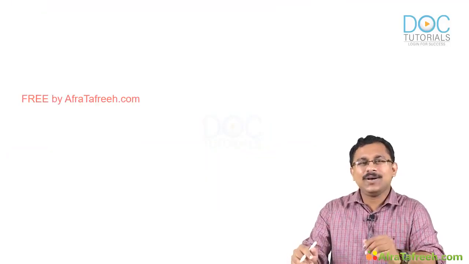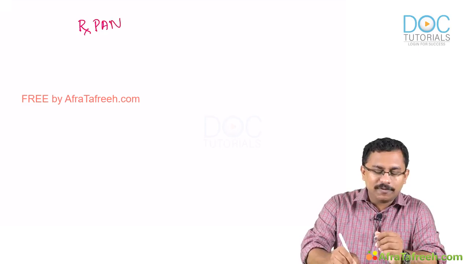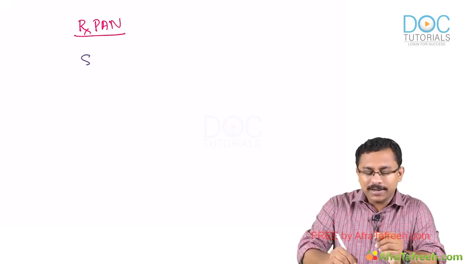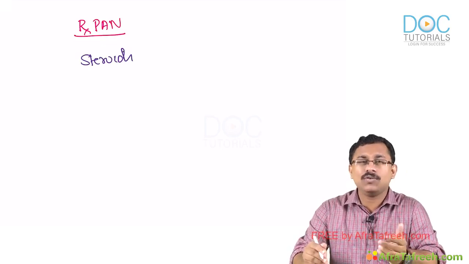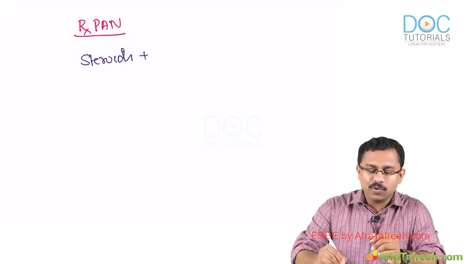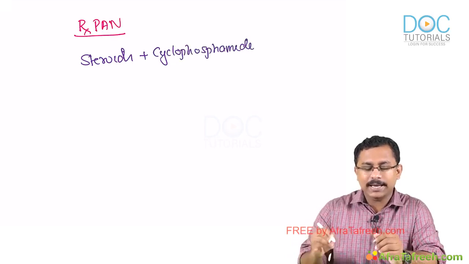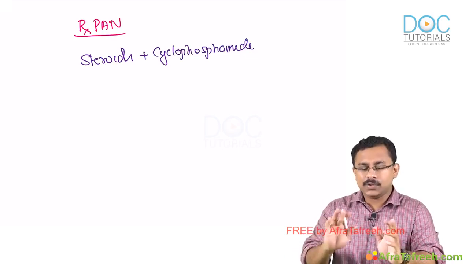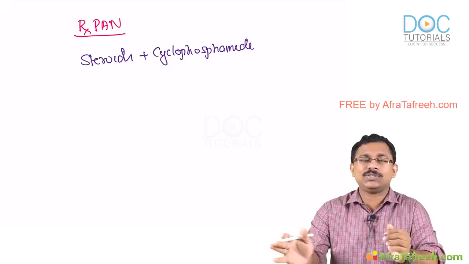Okay. So this is about the clinical features and the investigation in case of polyarteritis nodosa. How will you treat PAN? So treatment of PAN is again, you can resort to steroids, but most often steroids alone won't do the trick. You will have to go for a cyclophosphamide also. So steroids plus cyclophosphamide may be required in polyarteritis nodosa. So these are the important features of polyarteritis nodosa.